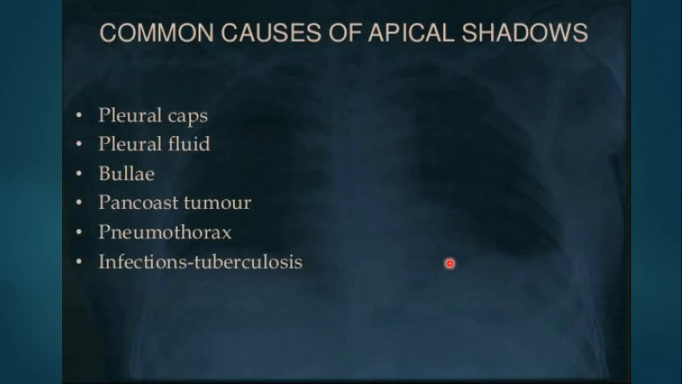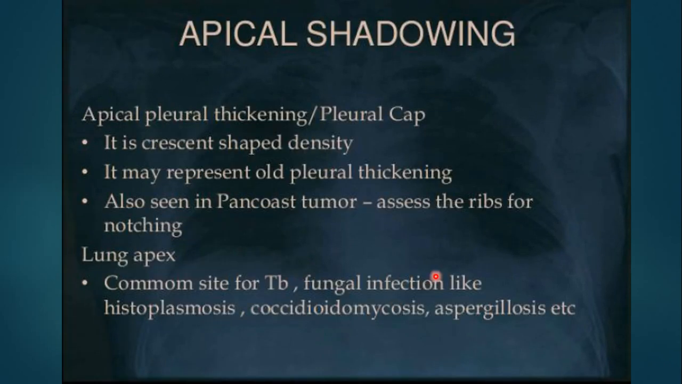Okay, so if we see a shadow in the apex of the lung, and I mean by a shadow a soft tissue density, not calcification, in the apex of the lung, what are the most common causes? These are not all the causes, but they are the common causes. They include pleural caps, pleural fluid, bullae, Pancoast tumor, that is lung carcinoma of the apex, pneumothorax, and infections, especially tuberculosis. So let's talk a little bit about apical shadowing before we continue.